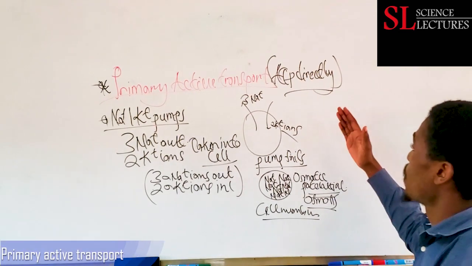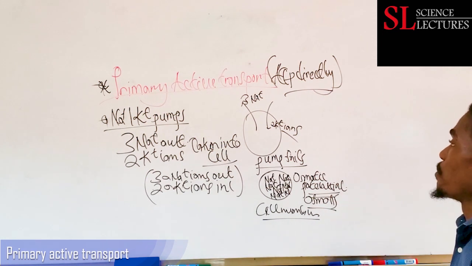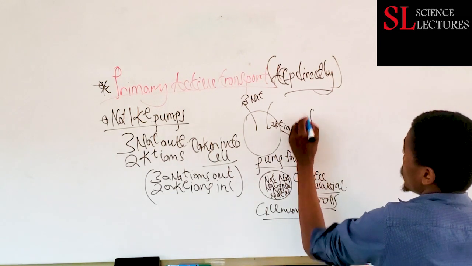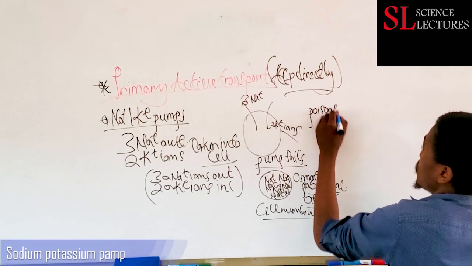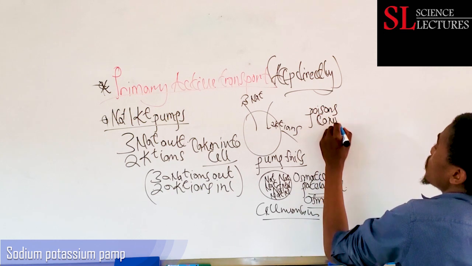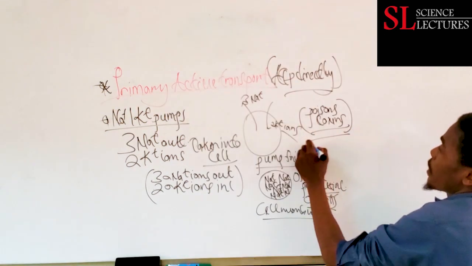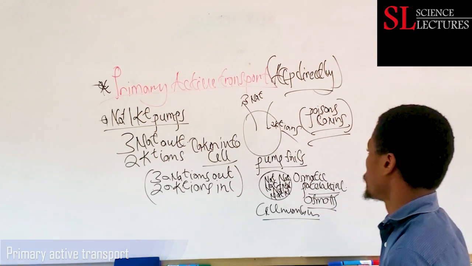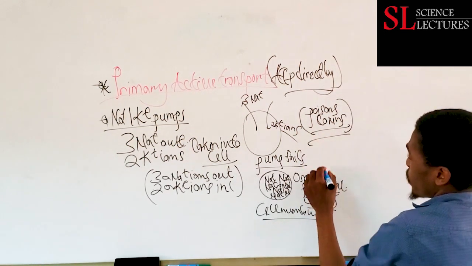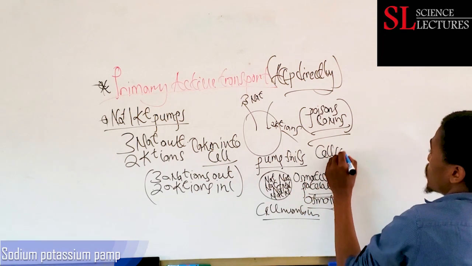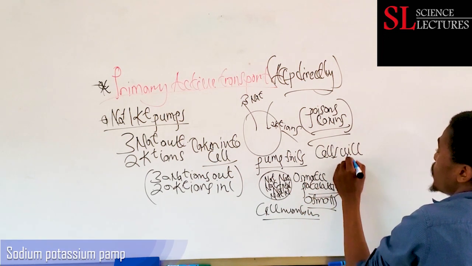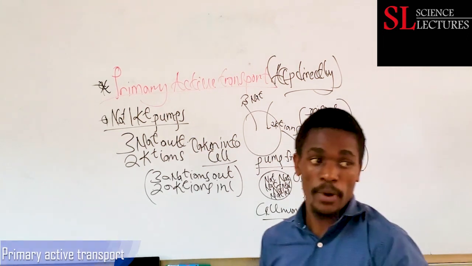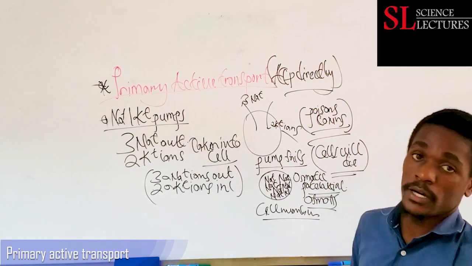So maintaining this pump in an effective way is very important. In some cases, people who take poisons or toxins into their body, the toxins disorganize the working of this pump, and when they disorganize the working of the pump, the cells will die, and eventually the individual will also die. So this is how the sodium potassium pump is important in primary active transport.